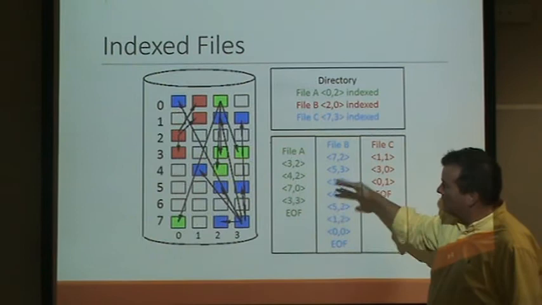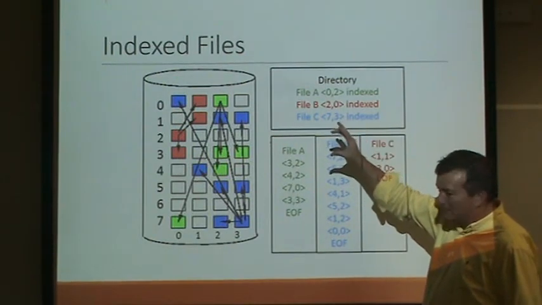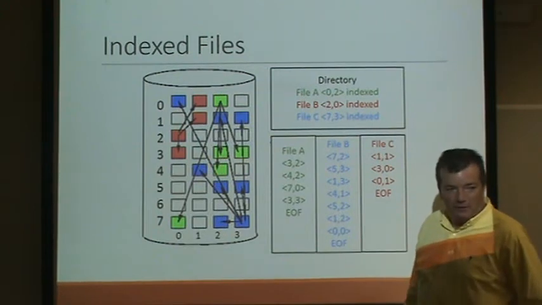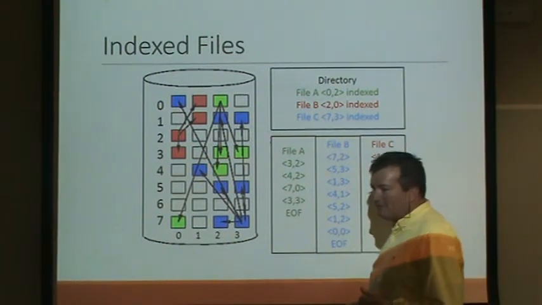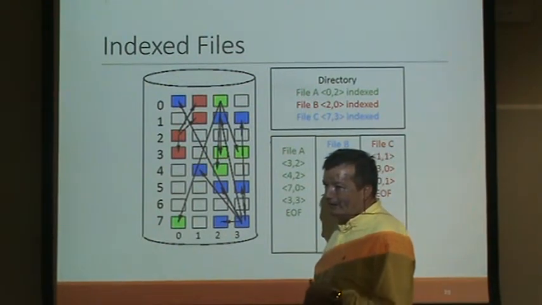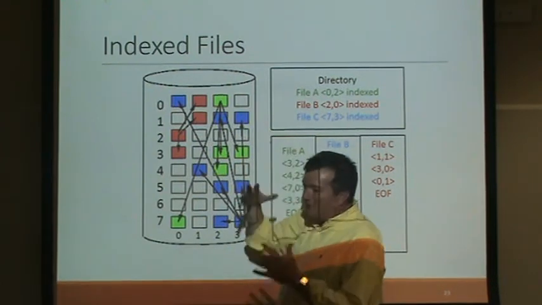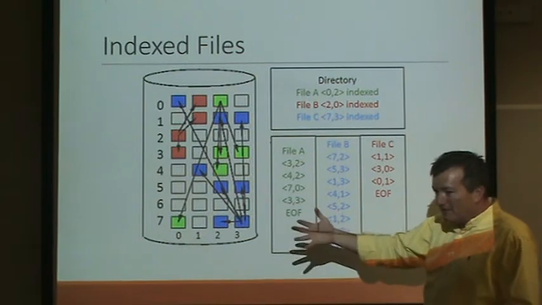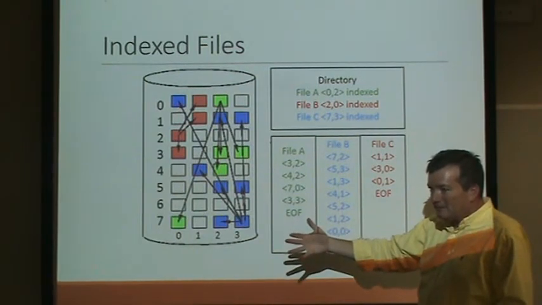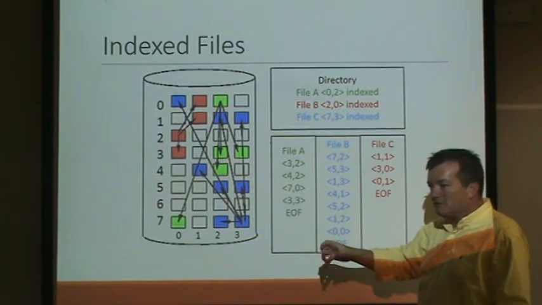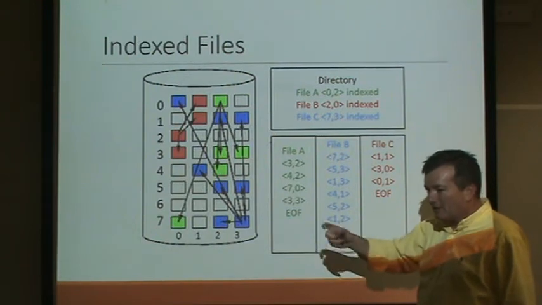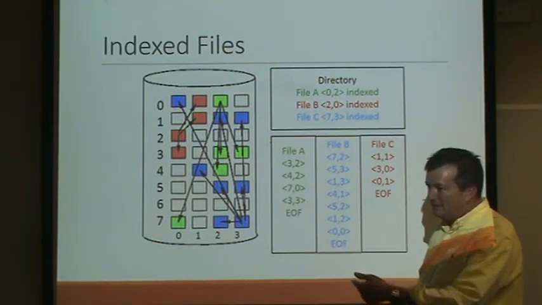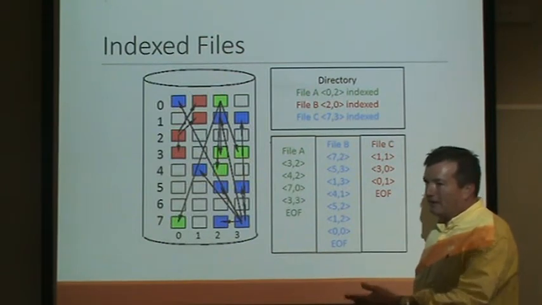Suppose there's so many parts that we couldn't fit them all into one block. So we need two blocks for the index, or many blocks. So what could we do? Now the index is kind of turning into this problem that we had, where would we make a contiguous index? Would our operating system require that indexes be contiguous? Or would we have linked indexes? Or would we have indexed indexes?